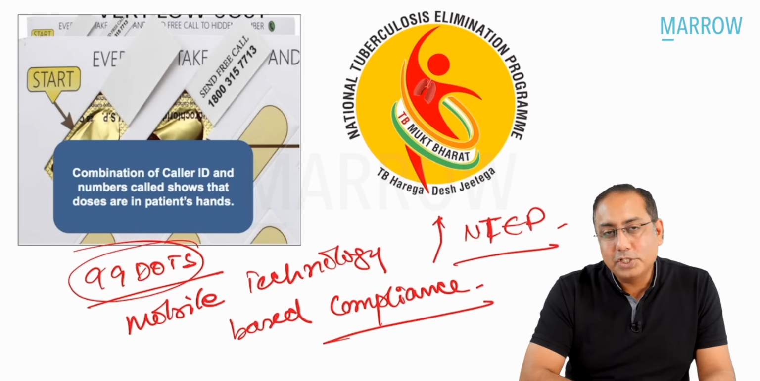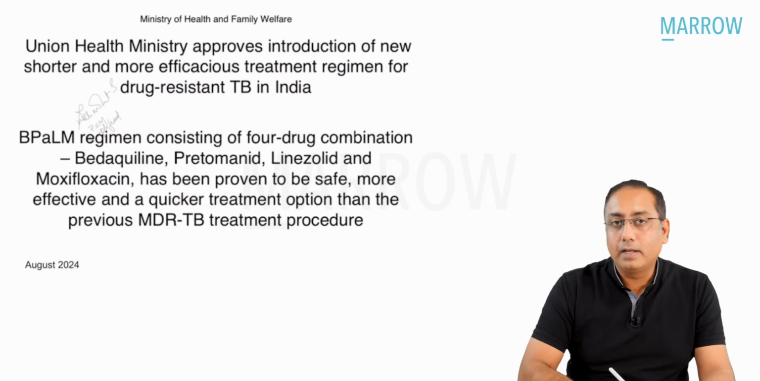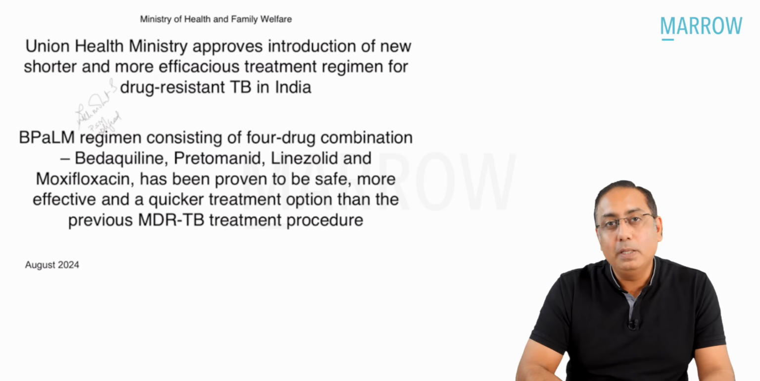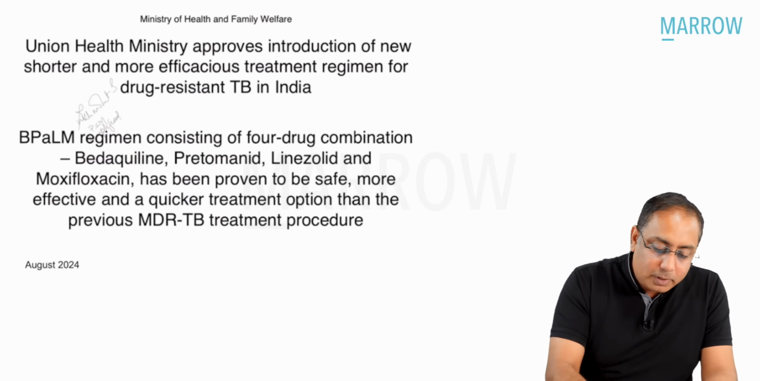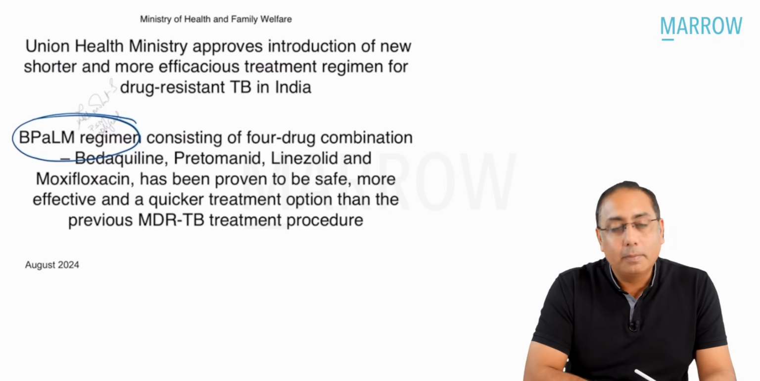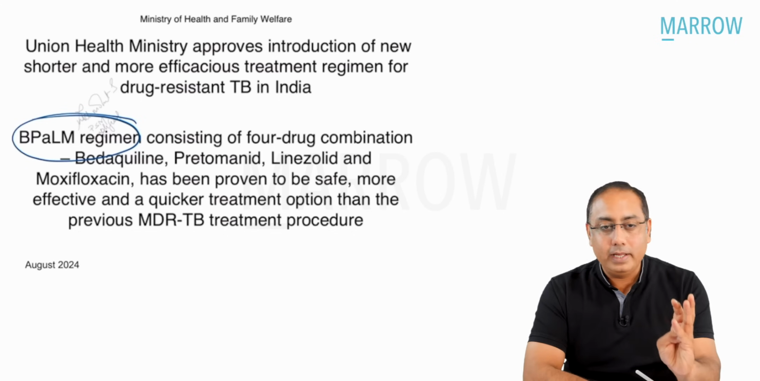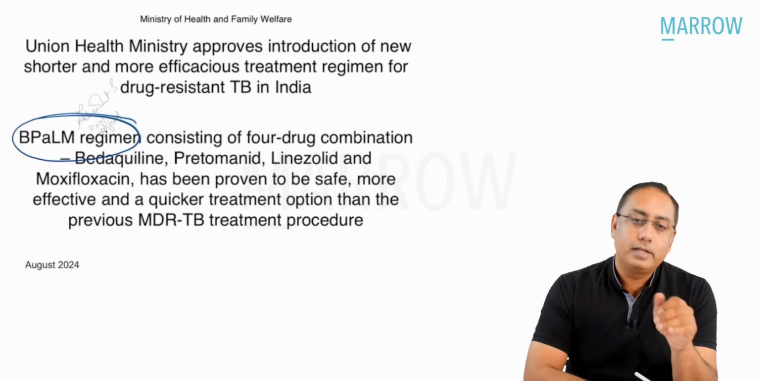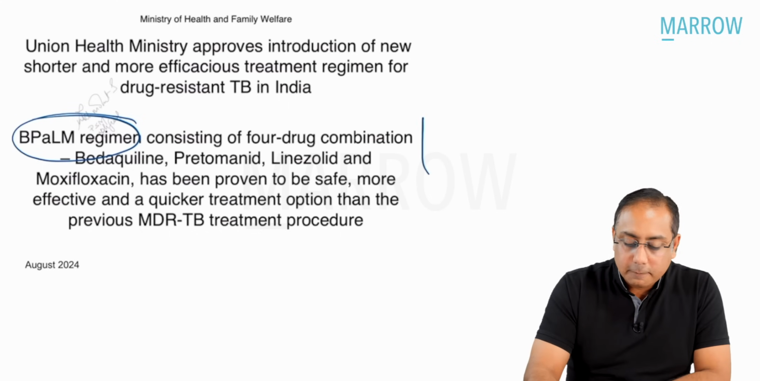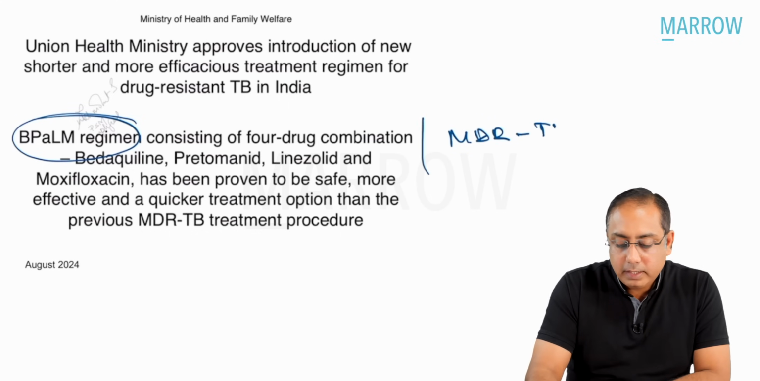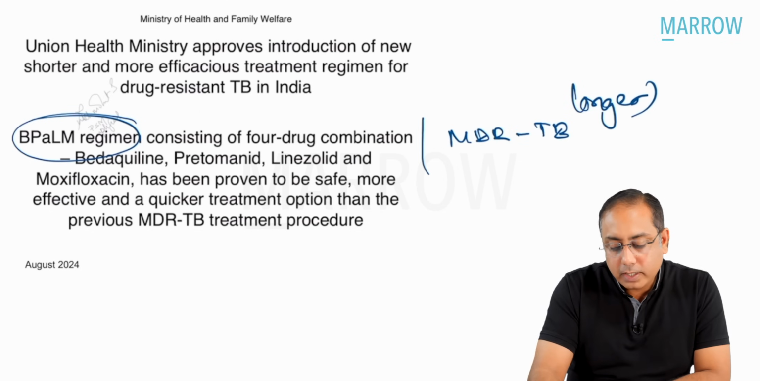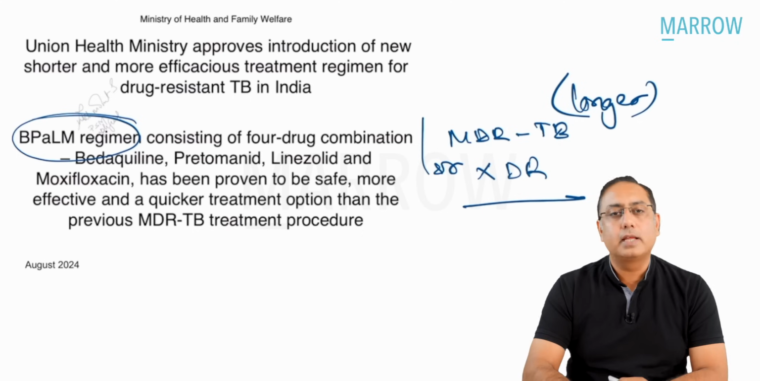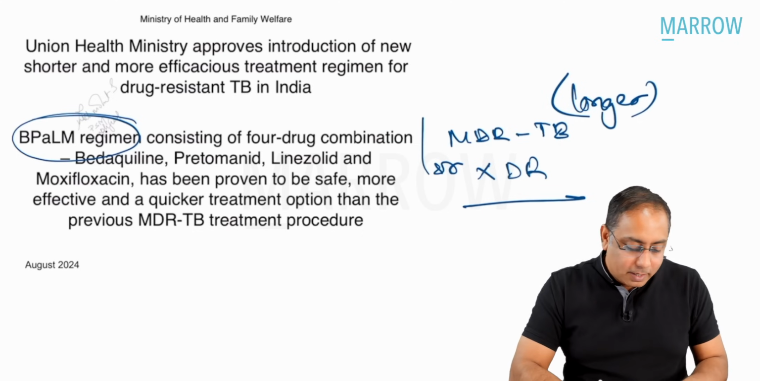Also another update in NTEP, which you should be knowing: the Government of India very recently, in August 2024, introduced the BPALM regime. What is the BPALM regime? It is now approved by Government of India NTEP. It includes bedaquiline, pretomanid, linezolid and moxifloxacin. It is approved for longer MDR TB cases or XDR TB cases, and this is a new regime which has been approved by Government of India.